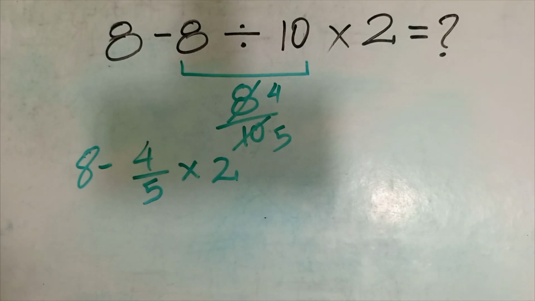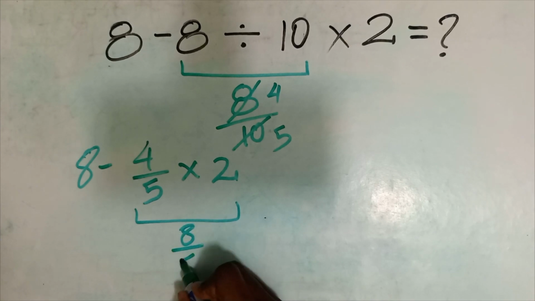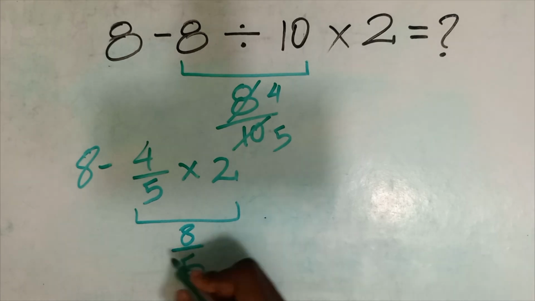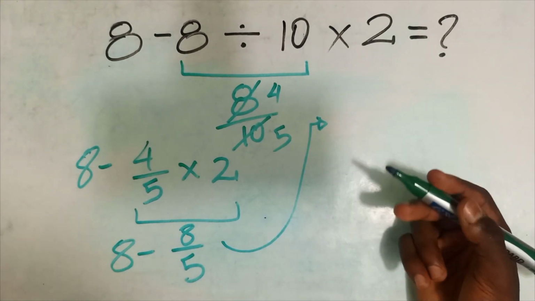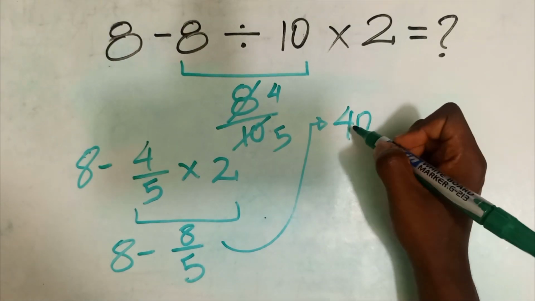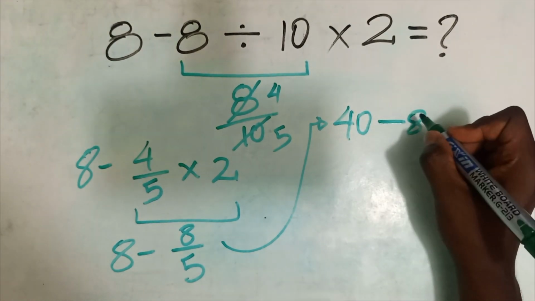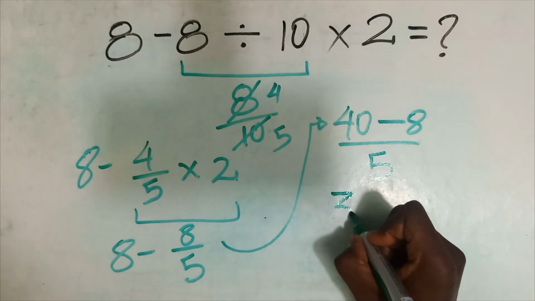4 times 2 gives us 8. So 8 over 5. 8 minus 8 over 5. Okay? So this is equal to, we can write 5. Then 8 times 5 gives us 40. So 40 minus 8 over 5. 40 minus 8 gives us 32.